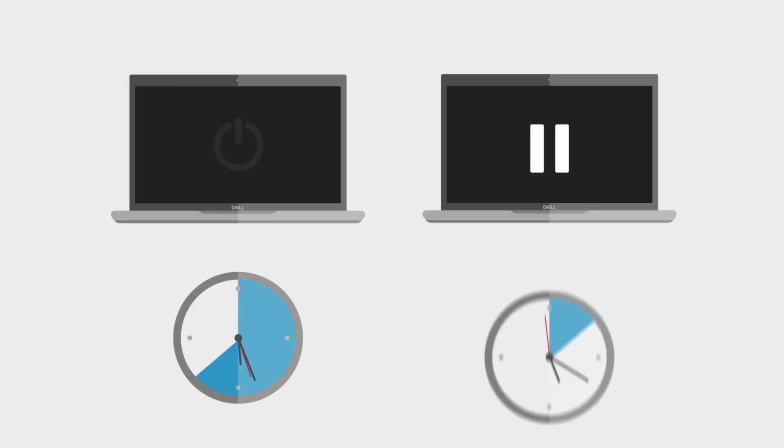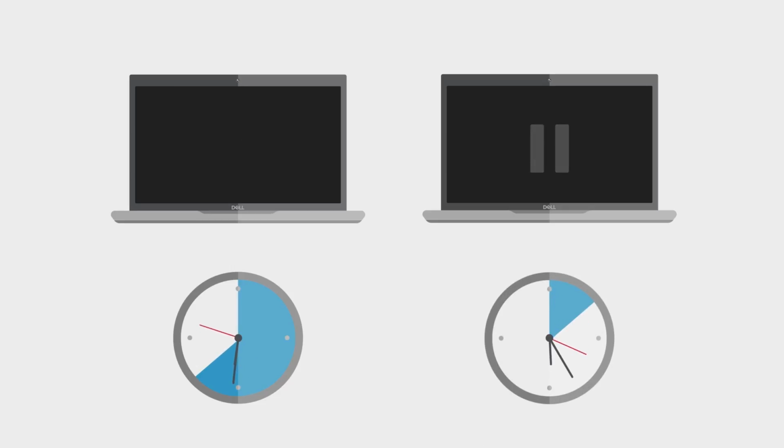Hibernation mode is good for when you don't plan on using your PC for an extended period of time, while sleep mode is good for those instances when you stop working for a short time.